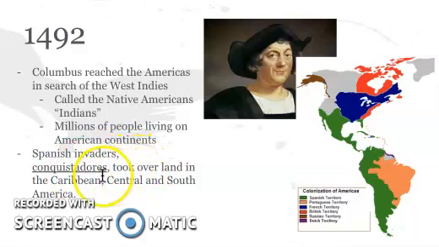Spanish invaders, conquistadors is what they're called, took over the land in the Caribbean, Central, and South America.